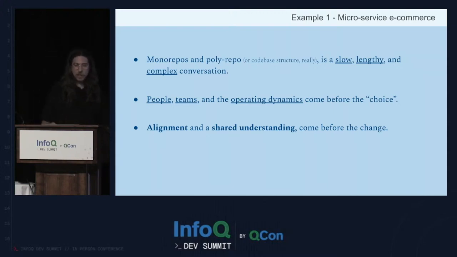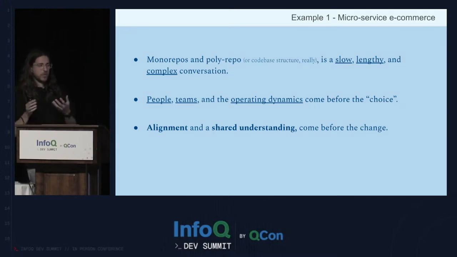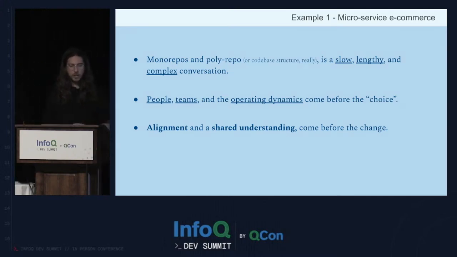And very important, I think, and very closely related to all the other talks we had today in the event: people, teams, and the uniqueness of your operating dynamics come before choosing what to do. And then even if you do decide what to do, having everyone aligned and understanding why you're doing something, put that in writing, document it, make presentations, make people watch them, whatever works for you, comes before actually pursuing that change, implementing Monorepo or Polyrepo, right?